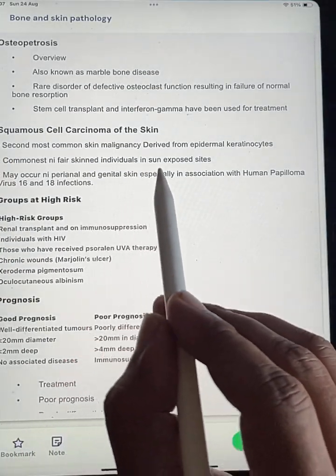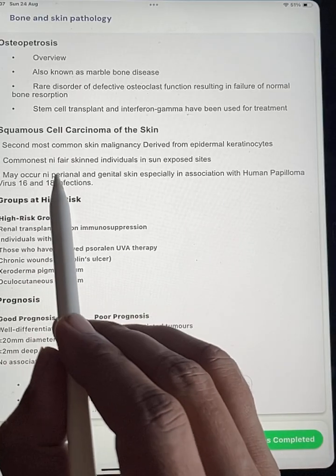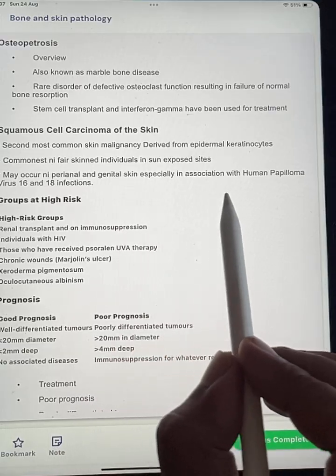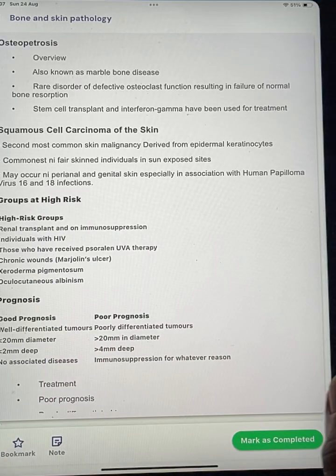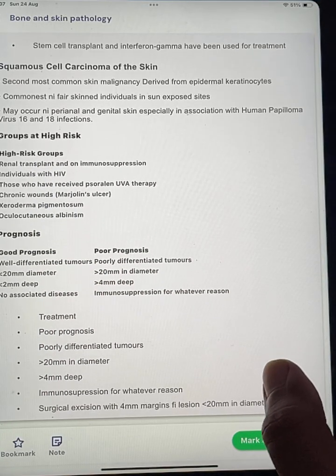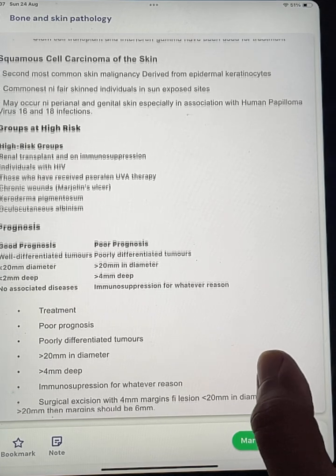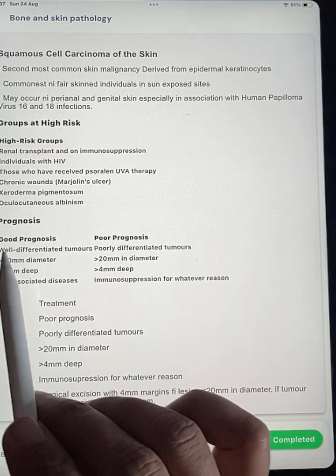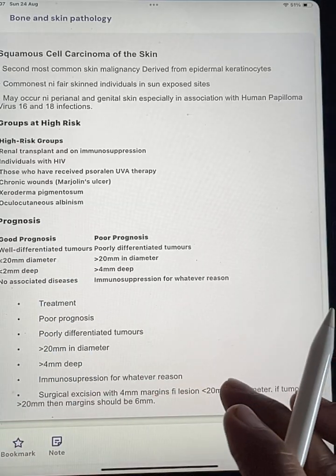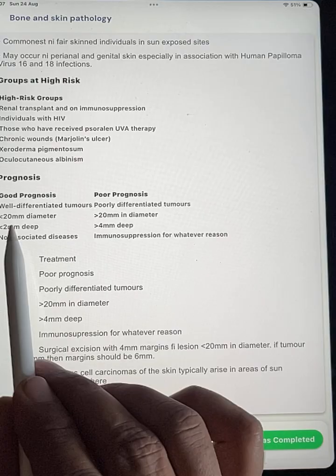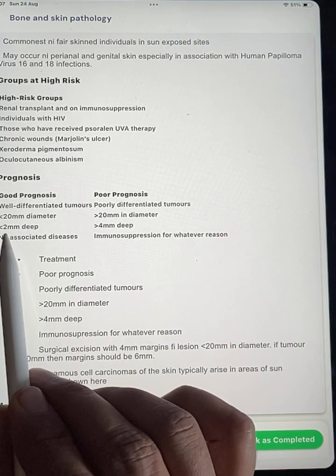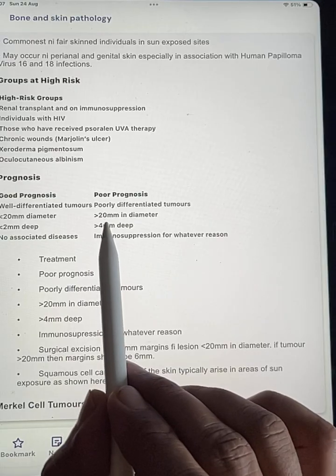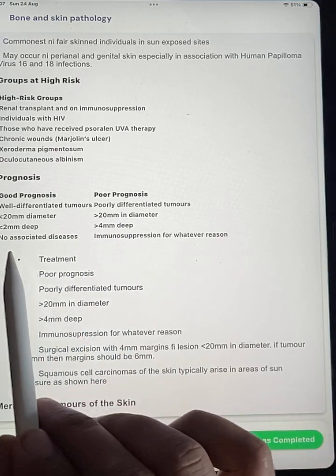Squamous cell carcinoma is the second most common skin malignancy, derived from epidermal keratinocytes, common in fair-skinned individuals, sun exposed, may occur in perianal and genital areas, especially in association with human papilloma virus 16 and 18. High risk groups: renal transplant, immune compromise, chronic wounds, Marjolin's ulcer, xeroderma pigmentosum. Prognosis is good with well differentiated tumors, less than 20 mm in diameter, less than 2 mm deep. If it is more than 4 mm deep or more than 2 centimeters, poor prognosis.